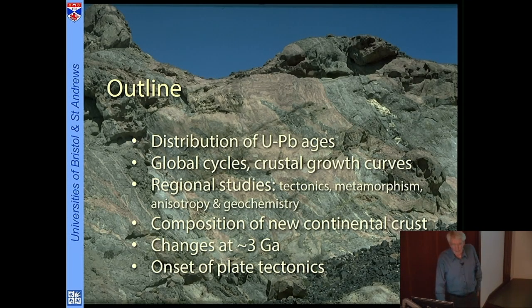So that's just an outline of the kind of things we might look at, and this is a slide from the core of the Damara, for those of you who work in that area, I've just been talking with Luke. One of the kind of things that we have then is lots of data from zircons, hundreds of thousands of analyses from zircons. What does the distribution of the crystallization ages of zircon tell us? We look briefly at whether these are global signals or not and begin to get a sense of what crustal growth curves might be. And then we're going to switch scale and go to regional studies and see what we can infer about tectonics, metamorphic conditions, maybe seismic anisotropy and geochemistry.